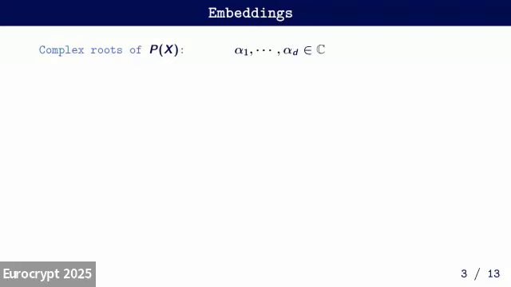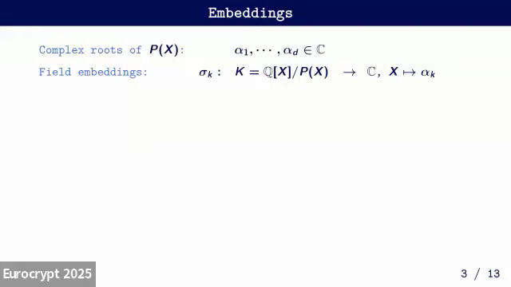Okay, so we will have a look at embeddings of our number field. Given this polynomial that defines our number field, we can look at its complex roots. So we have d roots, alpha 1 to alpha d. And for each of them, we can define a field embedding, where we send the monomial x to one of these roots. If you do this, then addition and multiplication in your number field corresponds precisely to addition and multiplication in the complex numbers.